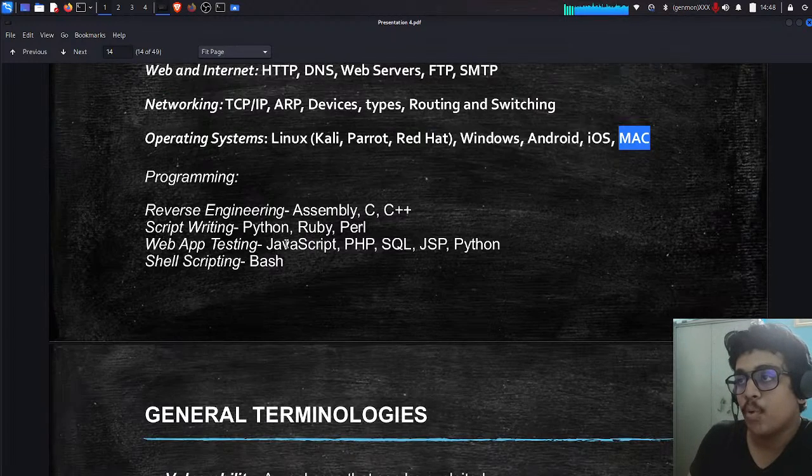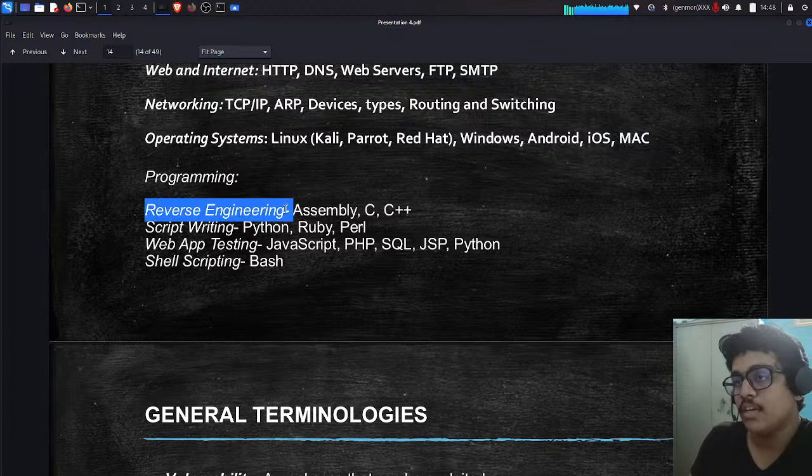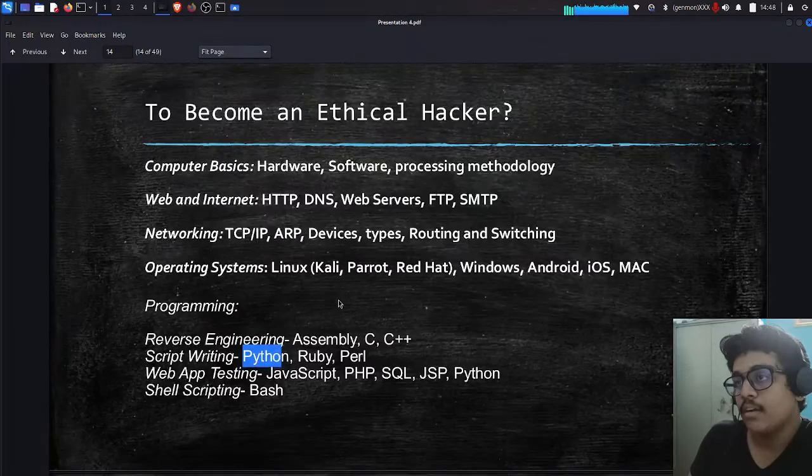What programming languages should you have knowledge of? For reverse engineering, you should know assembly, C, and C++. For script writing, you should have knowledge of Python, Ruby, and Perl. Don't get tense about this. We will discuss all these things.